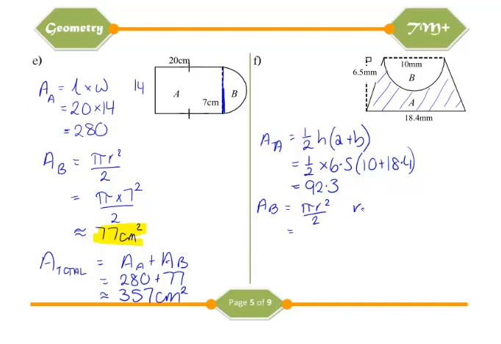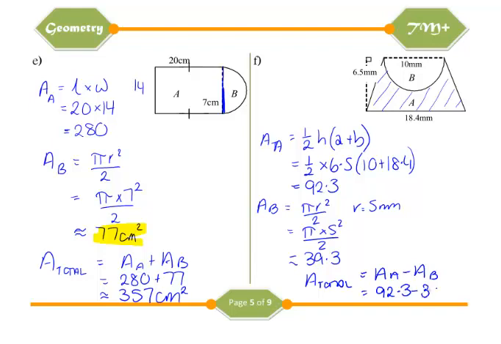Now, radius in this case is 5 millimeters because it's half the way across. So pi times 5 squared divided by 2 gives me approximately 39.3, and area total is going to be area of A minus area of B, which is 92.3 minus 39.3. Still approximate because this answer was approximate, so it's approximately 53 millimeters squared.